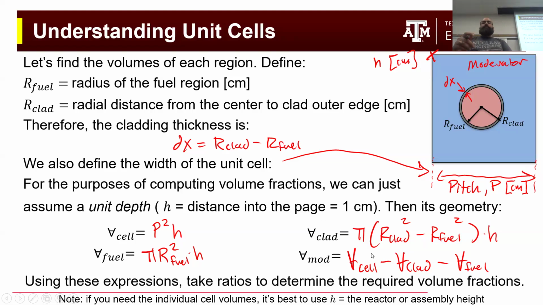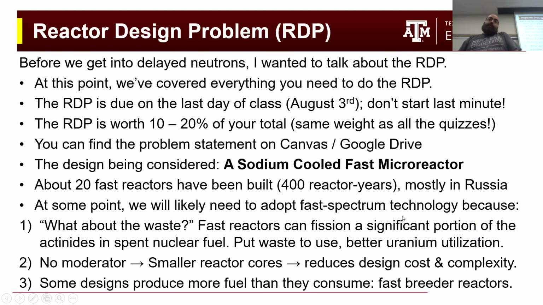And then with all of these individual volumes, we could do V mod over V cell to get the moderator volume fraction. We could do V clad over V cell to get the clad volume fraction, and we could do V fuel over V cell to get the fuel volume fraction. And that is something that you're going to have to do on the reactor design problem. So I just wanted to make sure we were comfortable with those geometry parts.